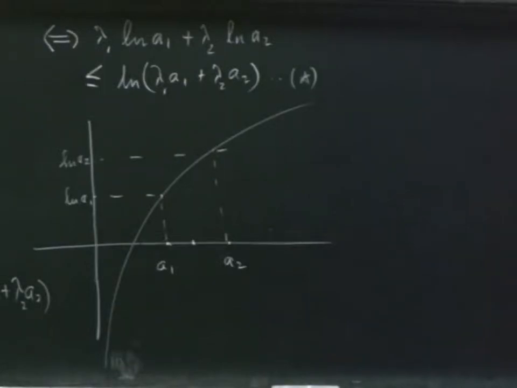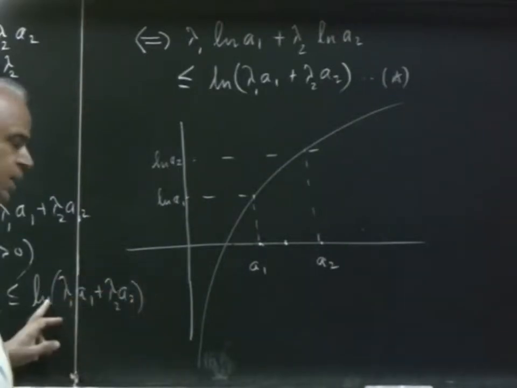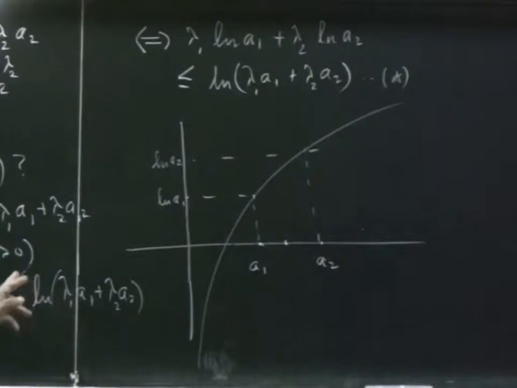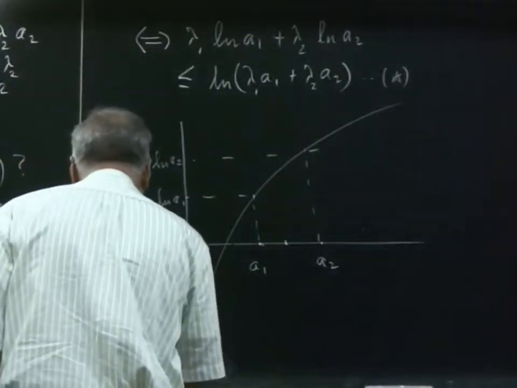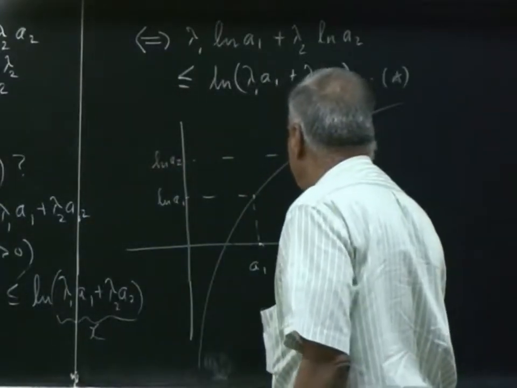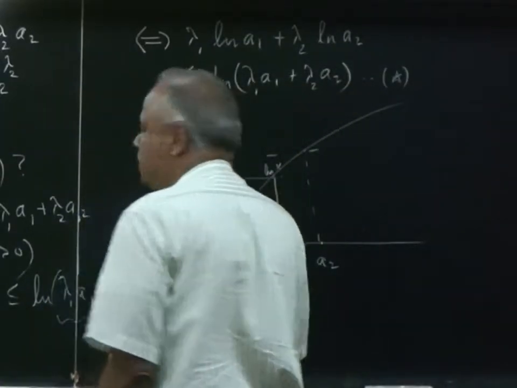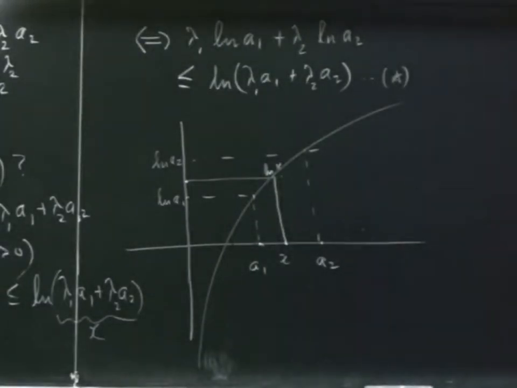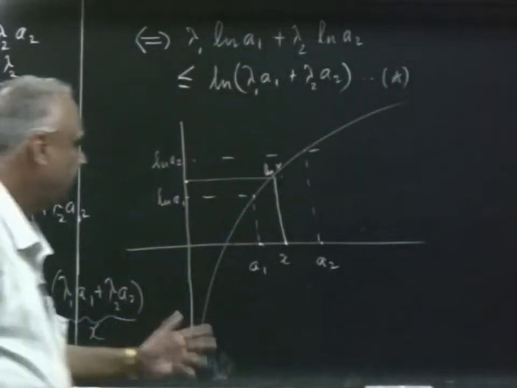This point is simply a point somewhere in between. That is lambda 1 A1 plus lambda 2 A2, since A1 is less than A2, this will be less than lambda 1 A2 plus lambda 2 A2, that is lambda 1 plus lambda 2 into A2, which is A2. So this is greater than A1 and less than A2. So this point here, if I call it x, lies here, and therefore log x is here, a point between log A1 and log A2, which is again a combination of these. So that is exactly what we are trying to say, that when the point lies here, the corresponding one will lie there. Okay. So let us get this straight.